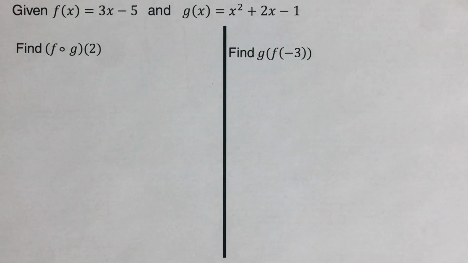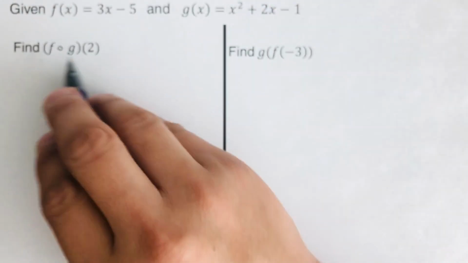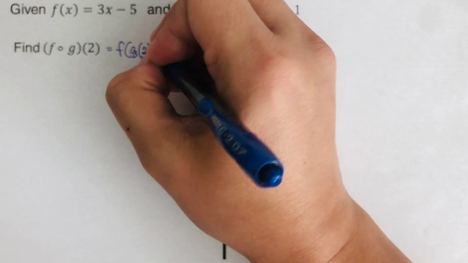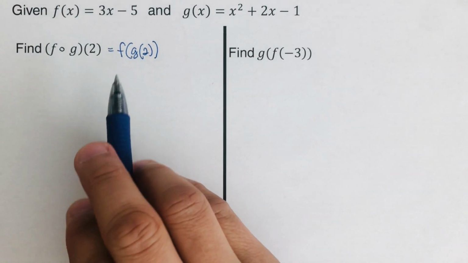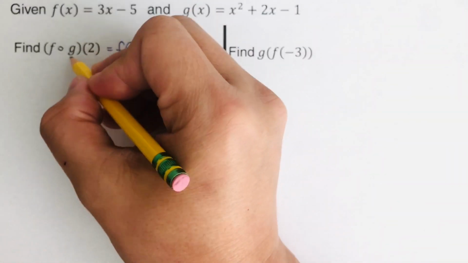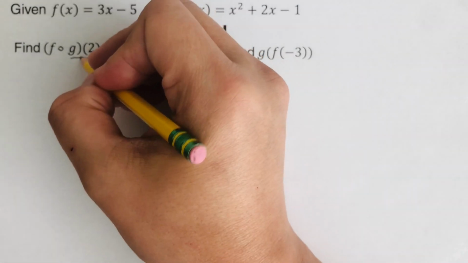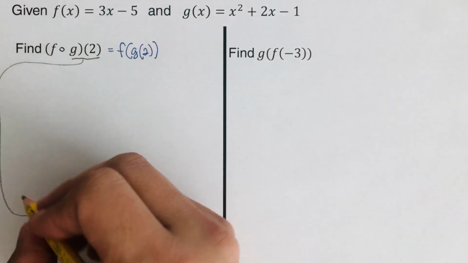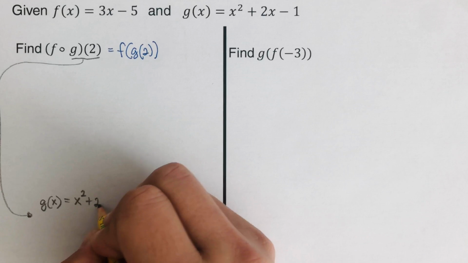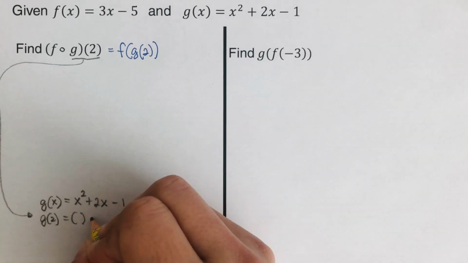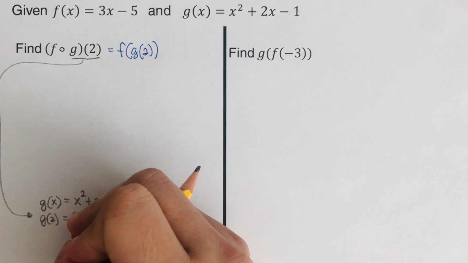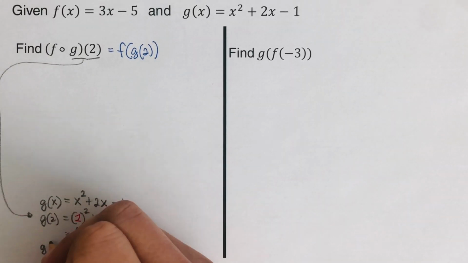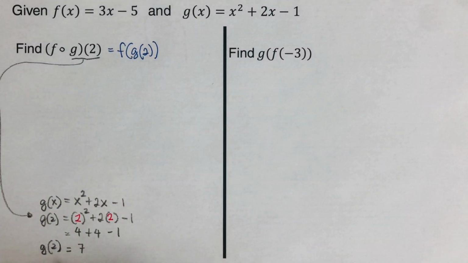Okay, so we go over the problem here. This can be rewritten as f of g of 2. They're just the same notation. We are supposed to solve for the g of 2 first. So I'm just going to show the work down here for the g of 2. Okay, so the g of 2 is 7.